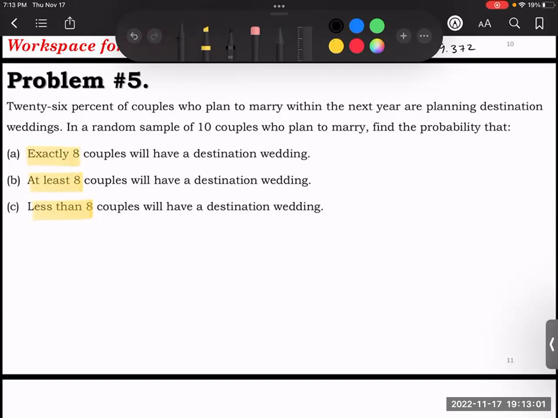So the formula always states that, I'm just going to write out the formula. The formula that we use is that the probability of X, or exactly X, is equal to N choose X, which by the way is a combination formula. I'll get to that in a moment, times p to the power of X, times q to the power of N minus X.